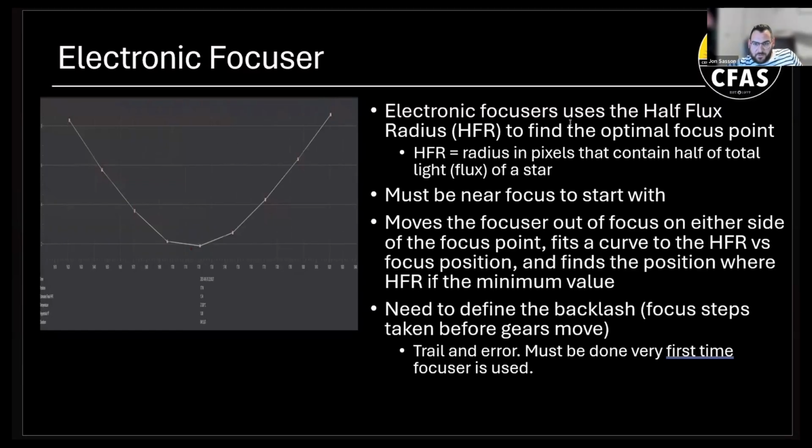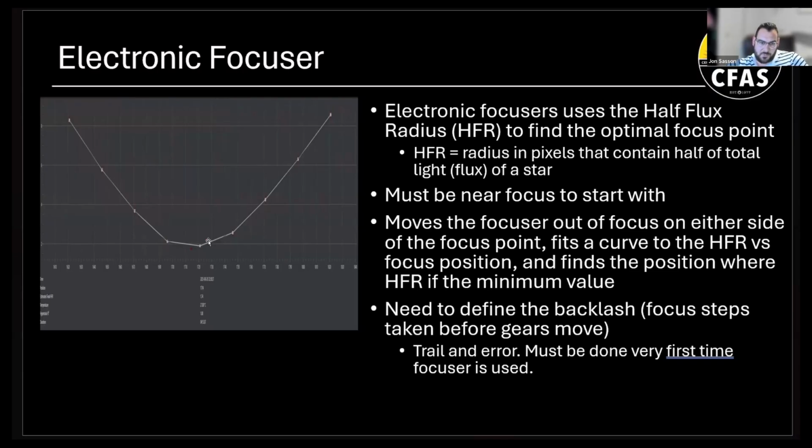So that's the half flux radius, and that is the radius of the star that contains half of the total light, the flux, in pixels, right? So it's measuring the radius in pixels that contains half of the total light of the star, and you want to minimize that value. When you minimize that value, you know you're in focus, right?